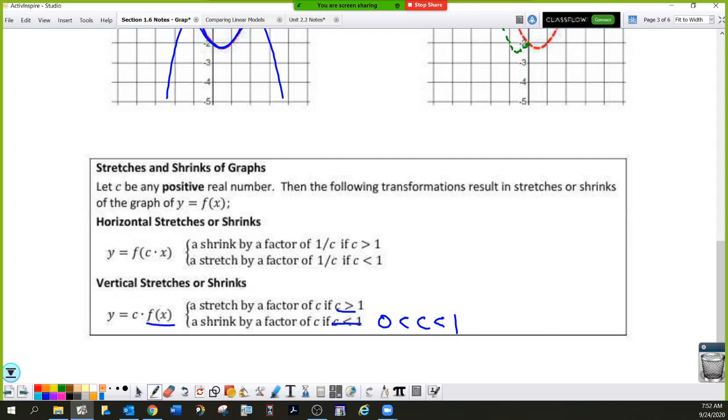And that's important that you do that because negative signs are their own transformation. Remember, negative signs are reflections. So if I put a -2 on the front of a function, the negative sign is a reflection over the x-axis. The 2 is a stretch, because that number is bigger than 1. So I wrote this.